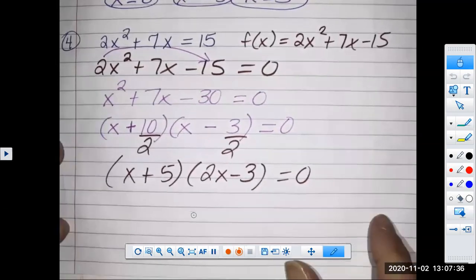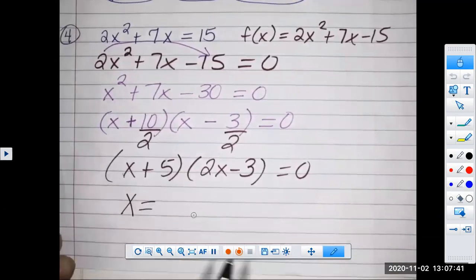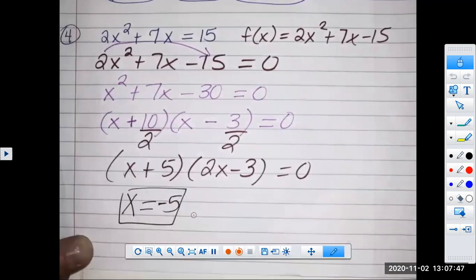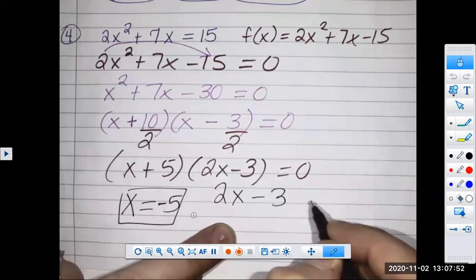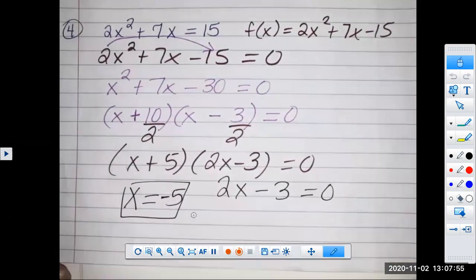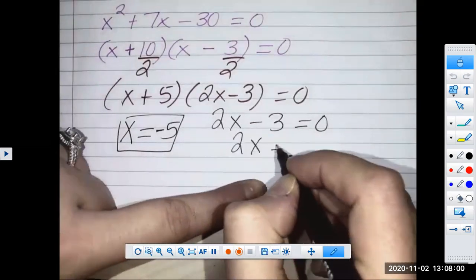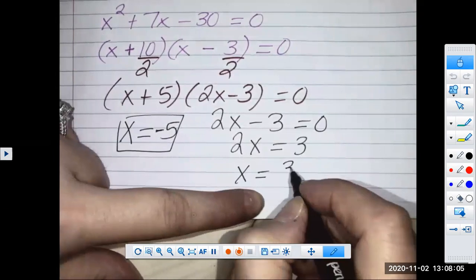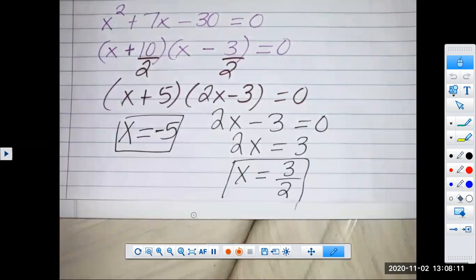Okay, so solve it. Tell me if you solve this, x will be what? What will make this 0? -5. If you set this equal to 0, then you've got to add 3 and divide by 2. So x equals 3 halves or 1.5.